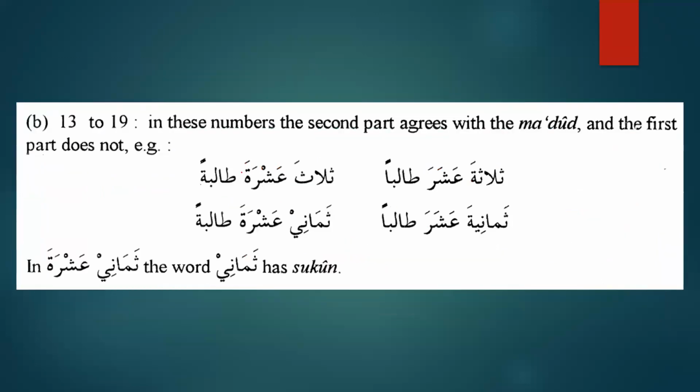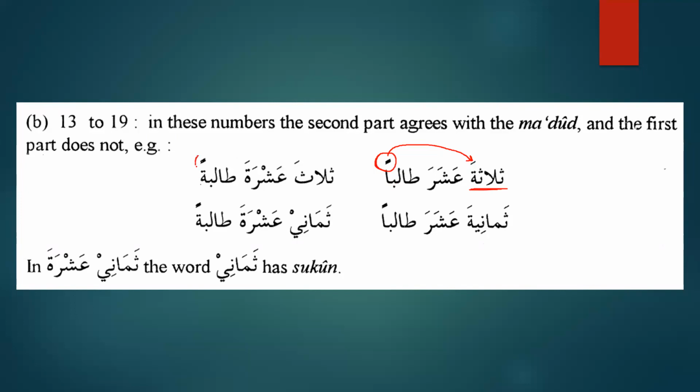The numbers from 13 to 19, as I mentioned, when the ma'dud is masculine, as we can see over here, what will happen? Do you remember when the ma'dud is masculine? The first part of the compound construction will be opposite. For example, Taliban is masculine, so the first part will be feminine. ثلاثة عشر طالبا. And similarly, we will say أربعة عشر طالبا, خمسة عشر طالبا, up to 19, تسعة عشر طالبا. So that's very, very important to remember.